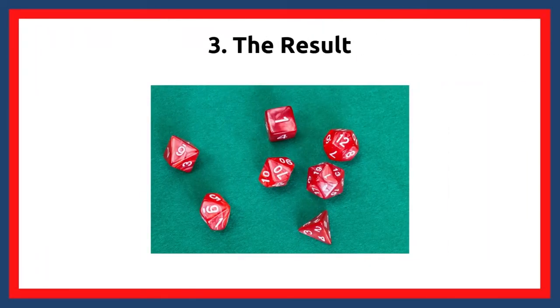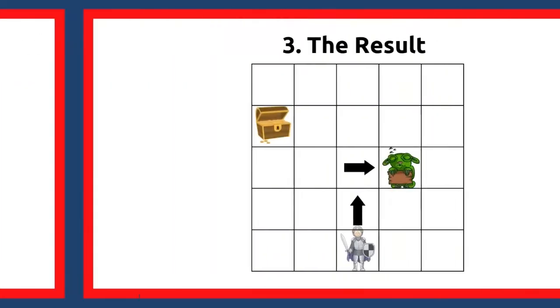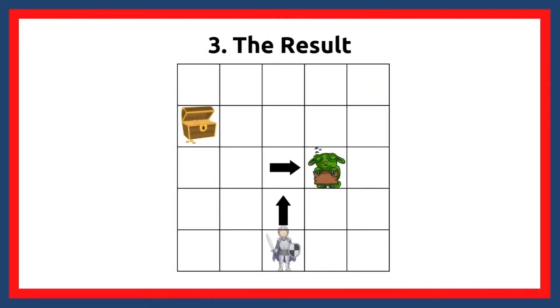Step 3 is the result. Once a player makes a decision on their action, you will use the dice to determine the results. Typically, you use a 20-sided die, where the higher the number, the better the outcome. The lower the number, the worse the outcome. The dice can also be used for combat.